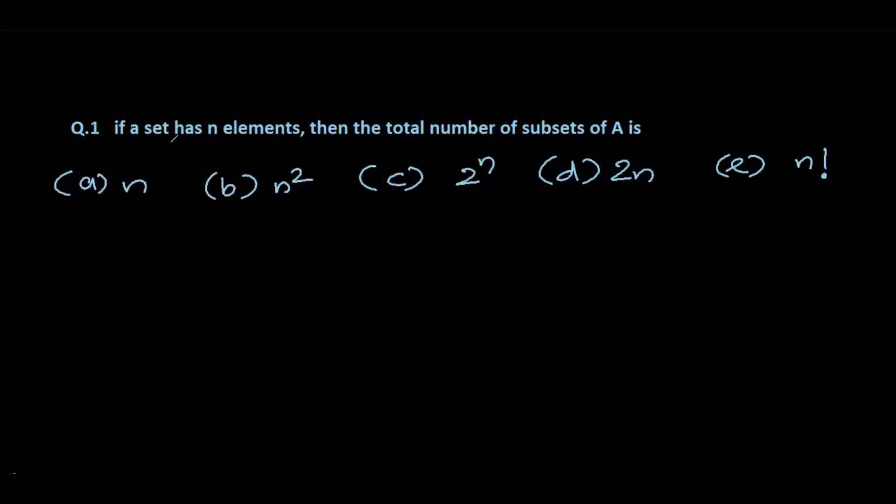See, this is our first question. If a set has n elements, then the total number of subsets of A is. The name is given as A here and it has n elements. So the number of subsets of A, we know the number of subsets is 2 raised to n, where n is the number of elements in that set. So here the answer is option C. Let us go to the next question.